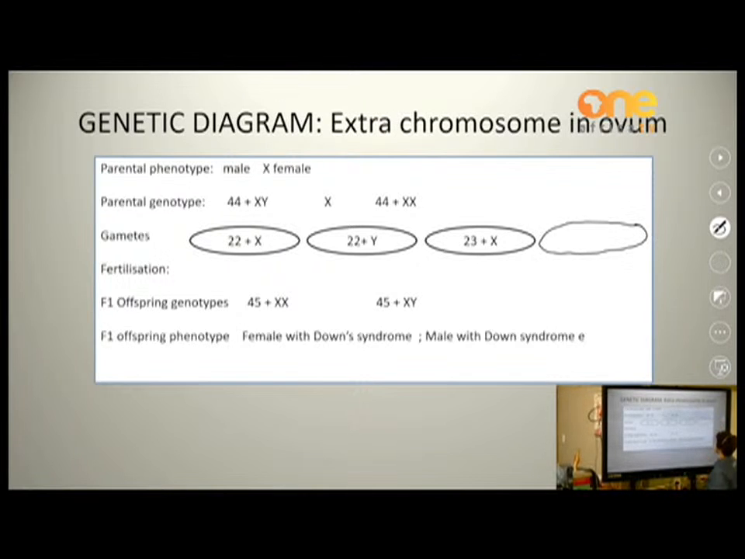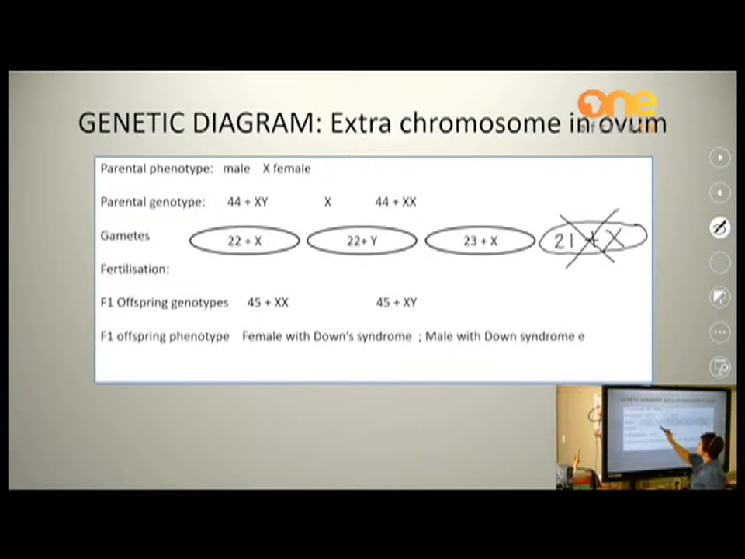how many will there be? There will be 21 plus X. You see? But that one is not viable. So we ignore that one. That's not enough to have fertilization even taking place, or rarely take place.